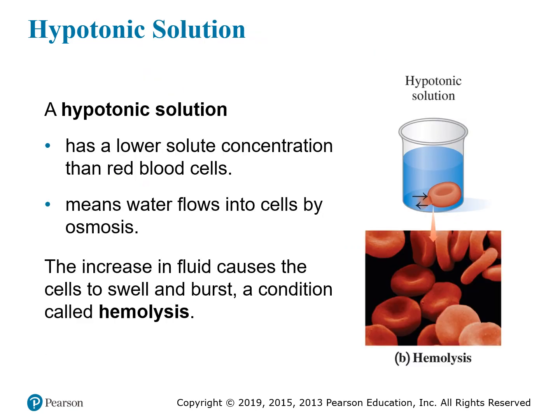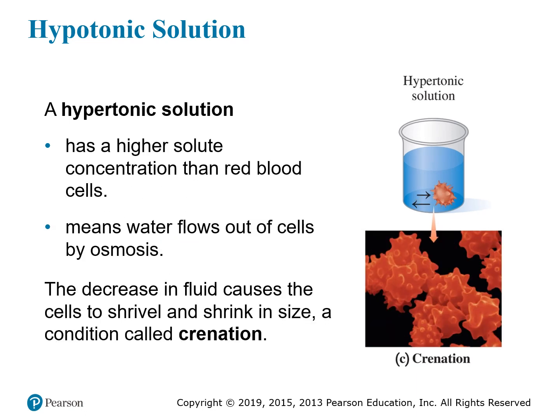Again, a hypotonic solution has a lower solute concentration than red blood cells, so water flows into the cell by osmosis, and they can undergo hemolysis. A hypertonic solution has a higher solute concentration than red blood cells, and so water will flow out of the red blood cell, and it'll cause it to shrivel up and shrink in a process called crenation.